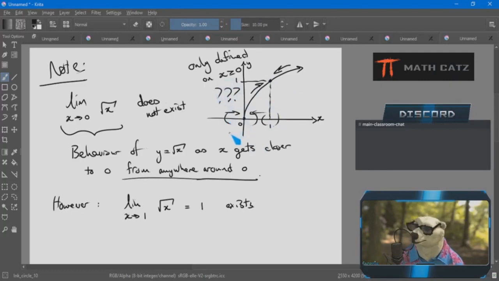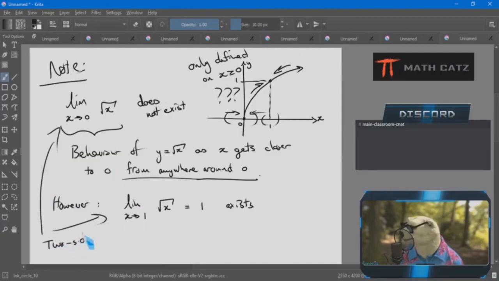Sure, there's no graph on the left, but who cares? I have a graph on the right. I can come towards 0 from that side. And because of this reason, they very quickly realized that this original limit question is a two-sided limit. It's a behavior from either side. But that's not always an appropriate question to ask.